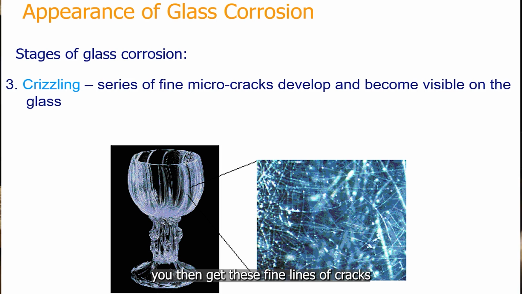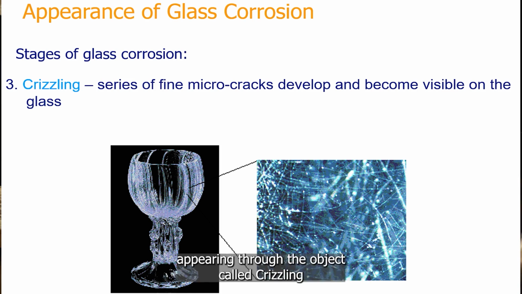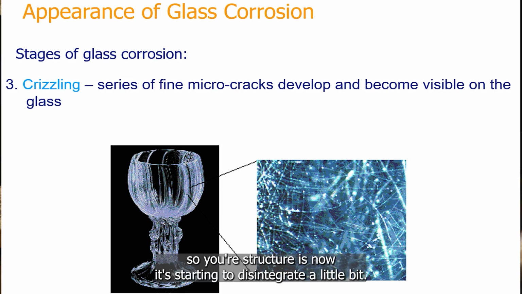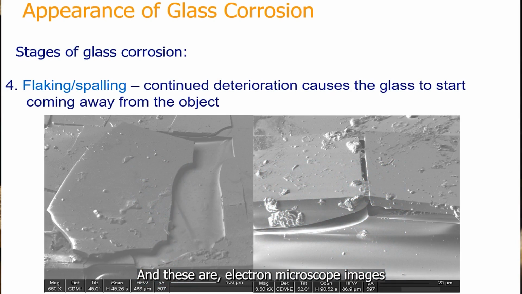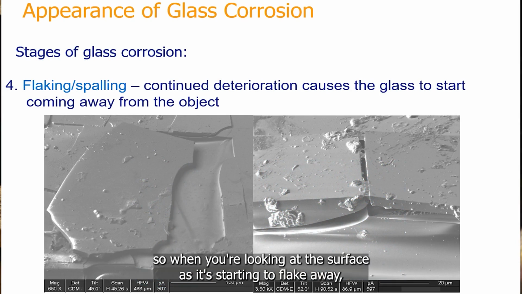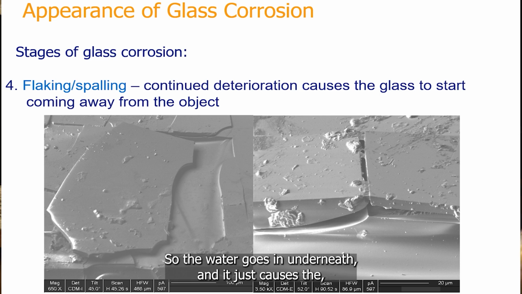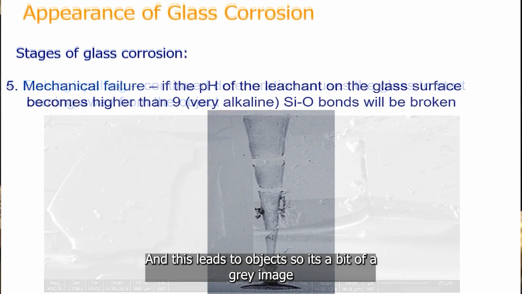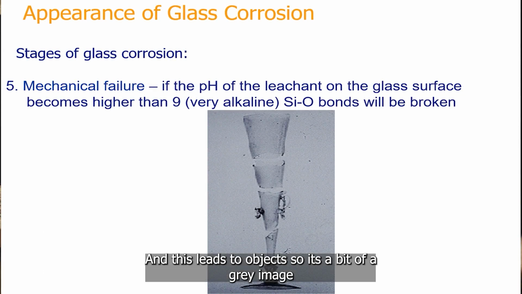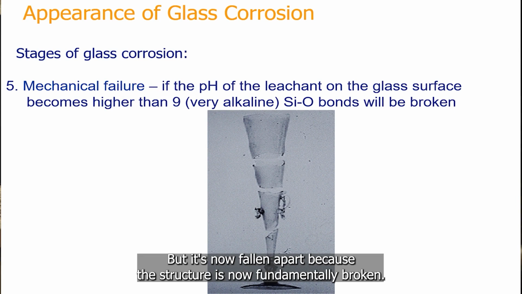You then get these fine lines of cracks appearing through the object called crizzling. So structurally, it's starting to disintegrate a little bit, and again, losing the brilliance of the original object. These are electron microscope images of the surface as it's starting to flake away, because the water goes in underneath and causes a spalling effect on the surface of the material. And then you've obviously got mechanical failure at this point. It's a bit of a grey image, but it's now fallen apart because the structure is fundamentally broken.